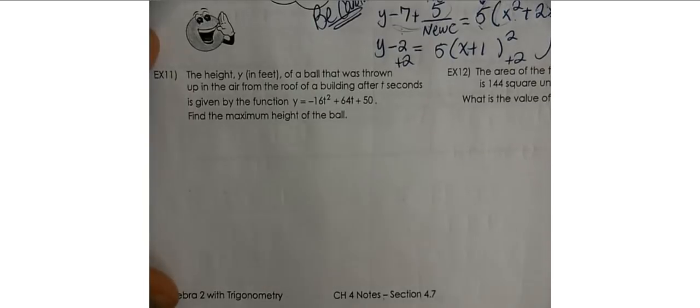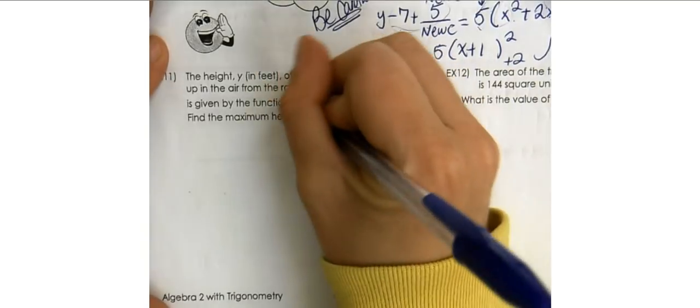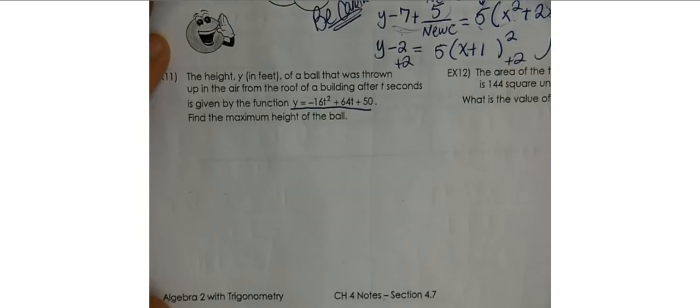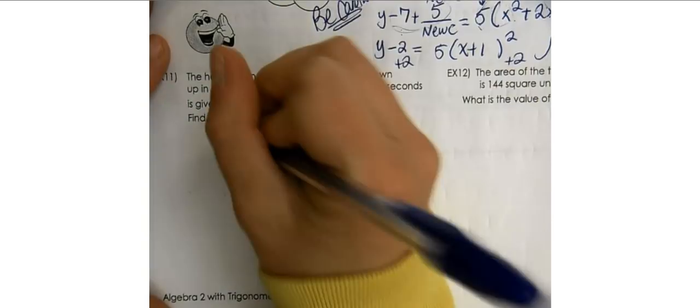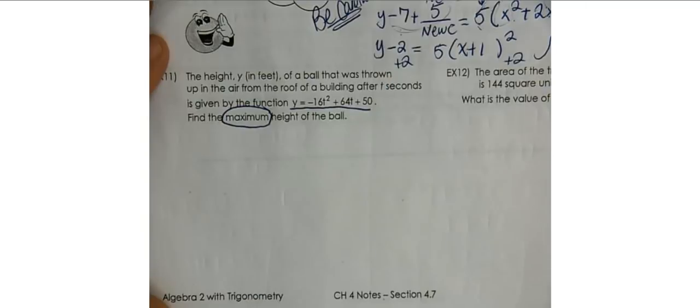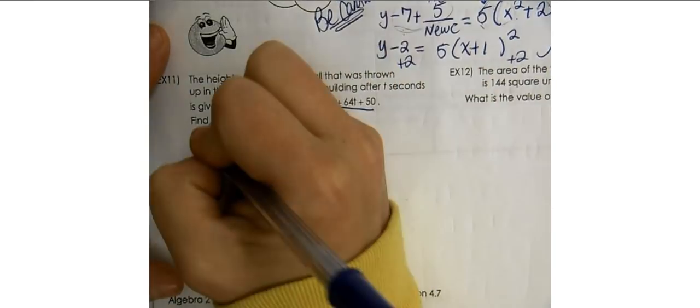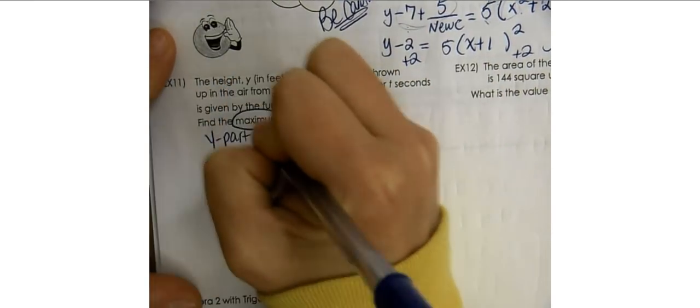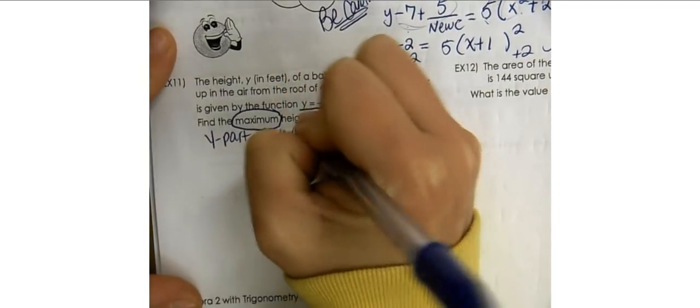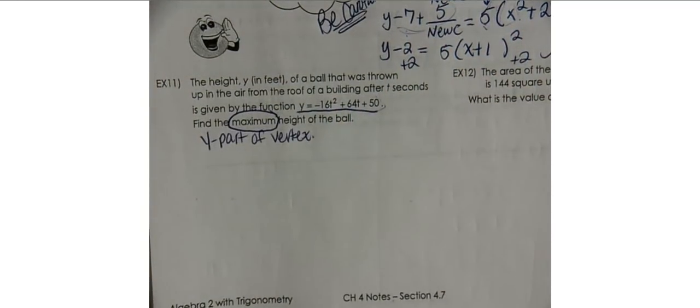In example number 11, it says the height, y, in feet of a ball that was thrown up in the air from the roof of a building after t seconds is given by y equals -16t squared plus 64t plus 50. We want to find the maximum height of that ball. So remember that whenever you see the words maximum or minimum, what we're looking for is the y part of the vertex. So what we're going to do is convert this equation into vertex form. And then from there, we'll be able to identify our vertex y very easily.